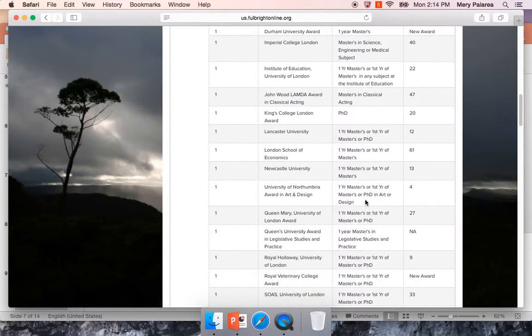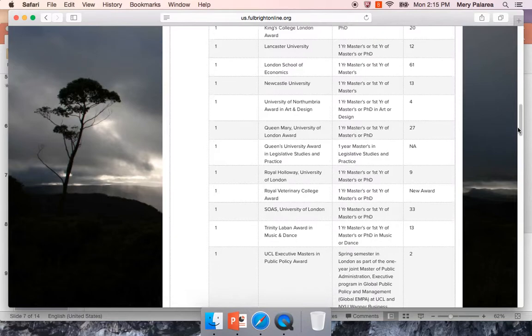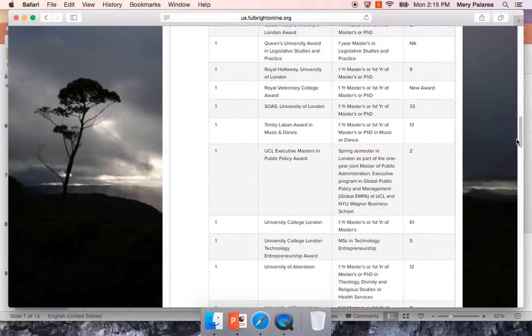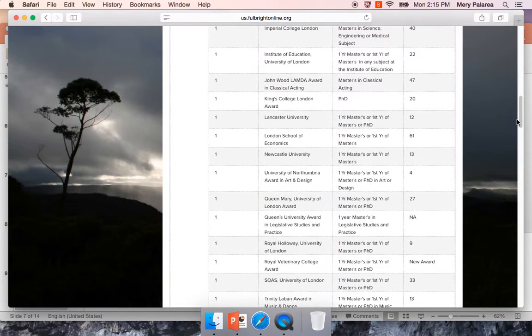But remember, each one has certain restrictions. So this one only had 4 applicants, but it's only for an award in art or design. And this one's only for a PhD. And again, this should not be the sole way you choose where you're going to apply, because you need to be able to prove to the Fulbright Commissions that you had to attend this particular university and nowhere else. And why? What is it about the university that makes it unique?